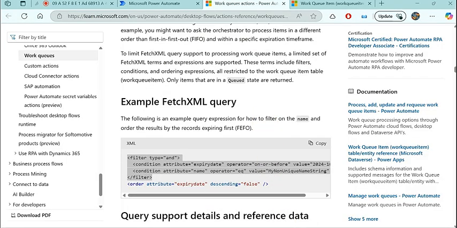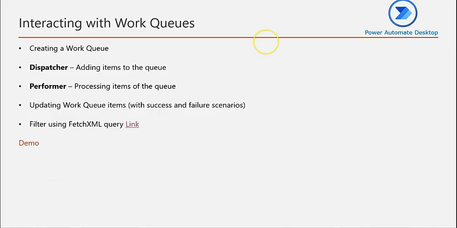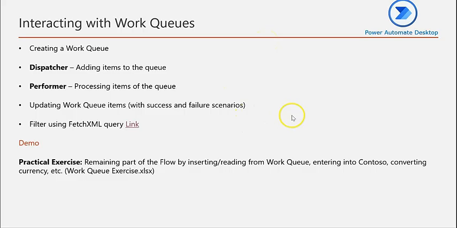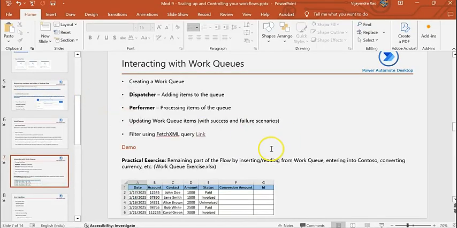Let me just do a quick check. There should be an exercise also for the work queue. Now what you need to do is make use of work queue, read it from that Excel that is already there in the folder. Already you have been doing it in other exercises. From the Excel, put it into the work queue, and from the work queue, add those items onto the Contoso application, insert it there so that you will be able to know how to read and write items and interact with the work queue.